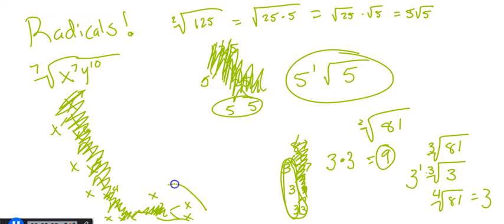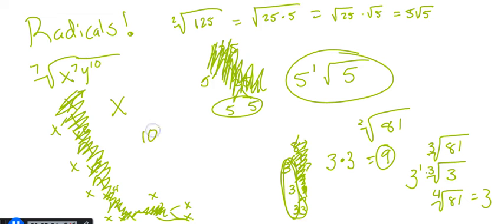So I have a group of 7 there. That means I get to pull an x out, just one. Now y to the 10th. You could probably guess that there are 10 y's there. So when I'm asking how many groups of 7 are inside of 10, that's the same thing as division.